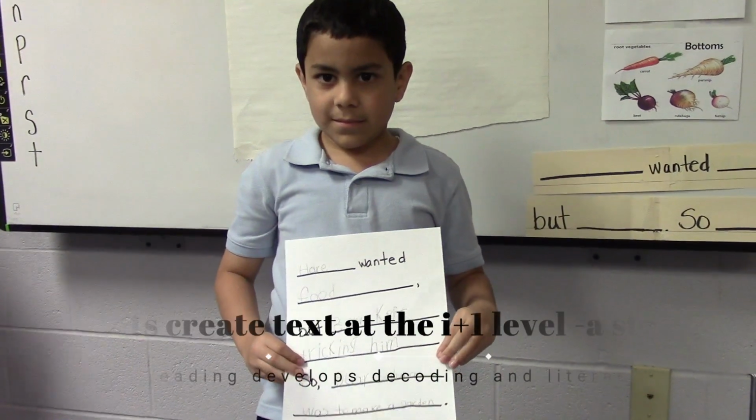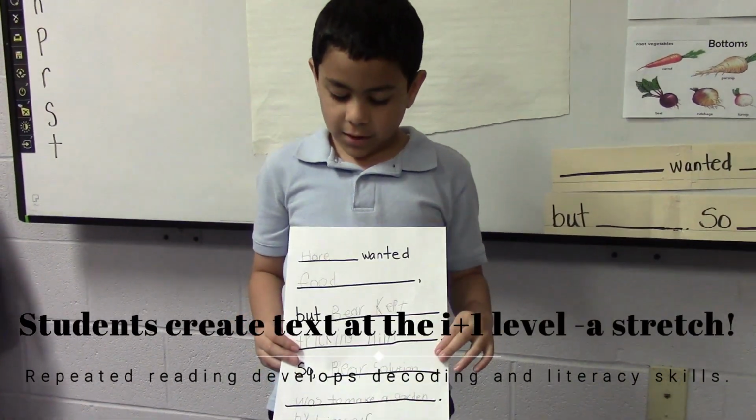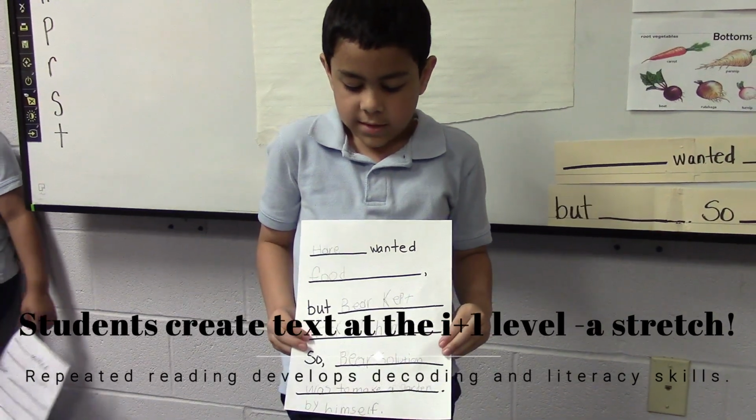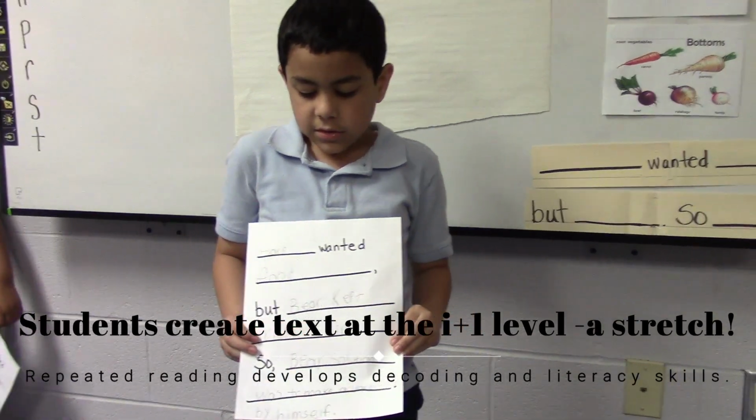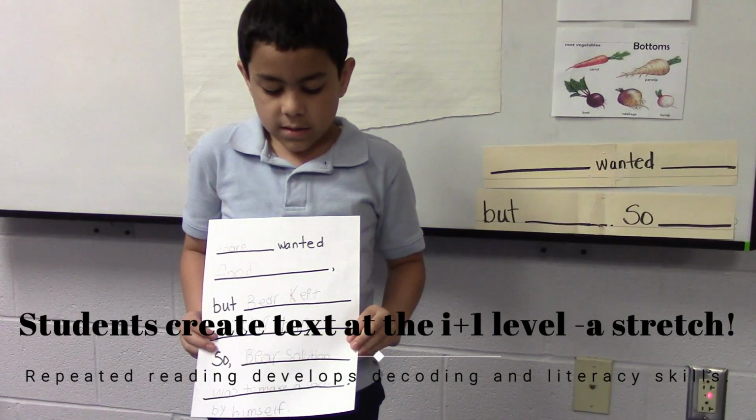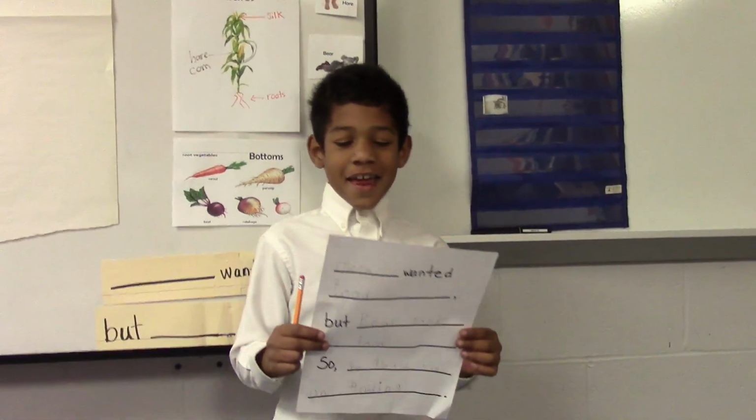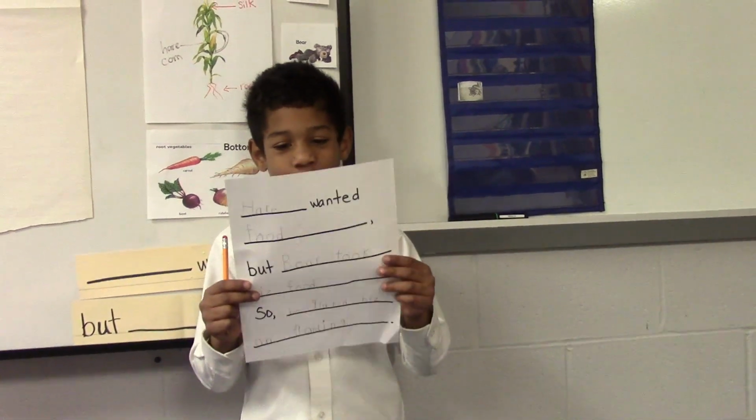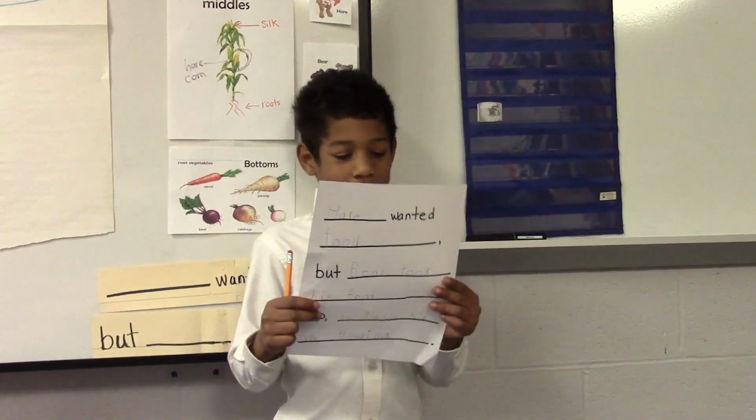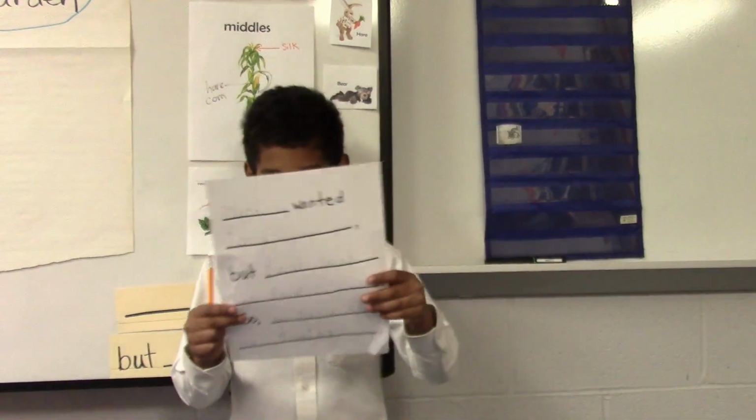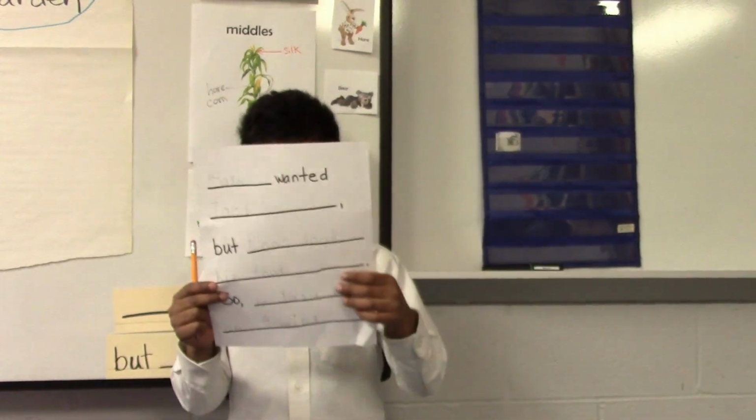3, 2, 1, action. Hare wanted food, but Bear kept tricking him. So Bear's solution was to make a garden by itself. 2, 1, action. Hare wanted food, but Bear took his food. He planted his own food.